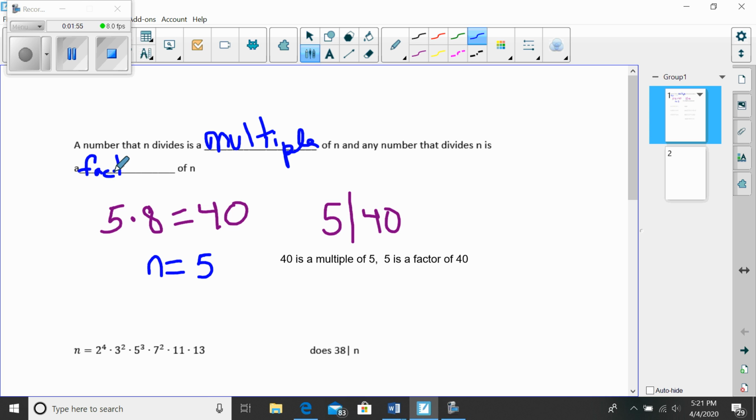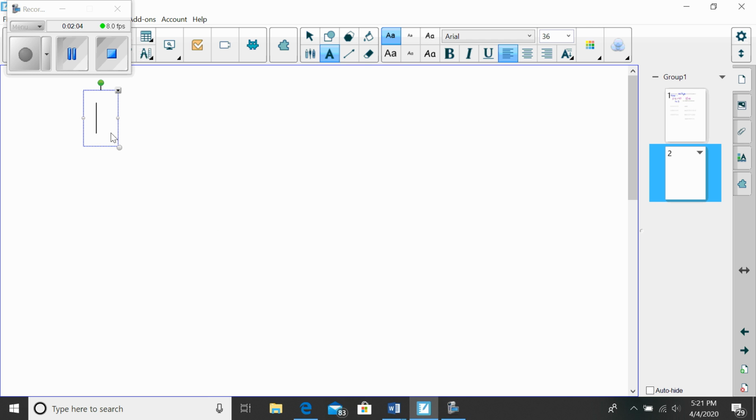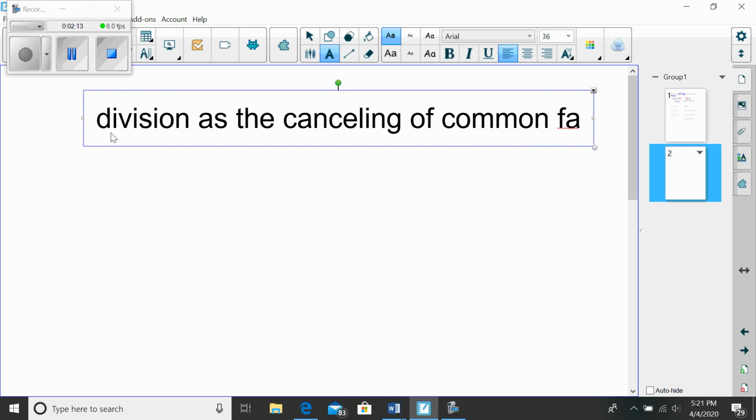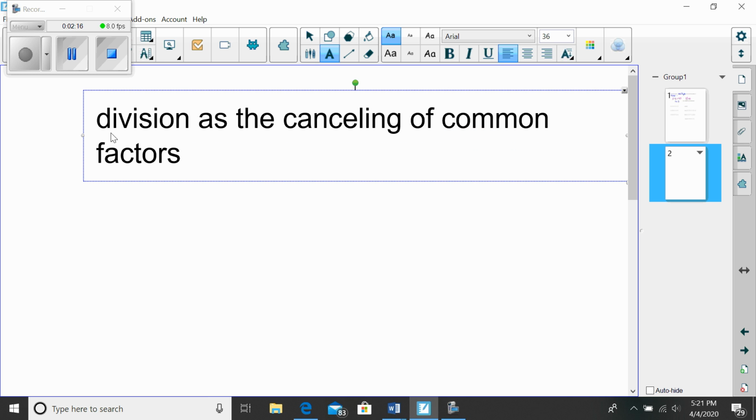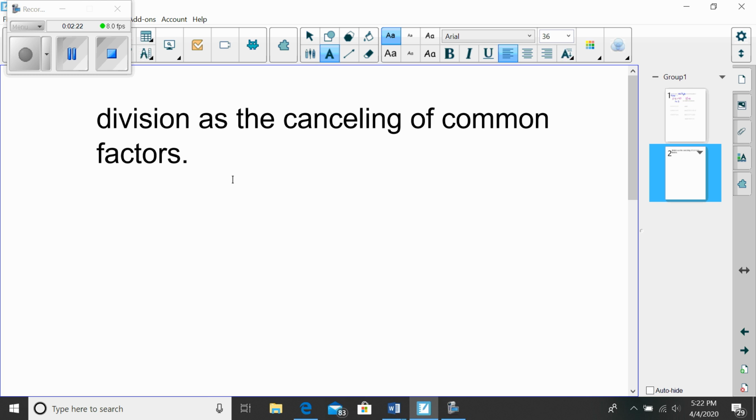Okay, so one of the things that we're going to look at here is we're going to look at division a little bit differently. All right, and we are going to look at division as the canceling of common factors. And the other day we did prime factorization. Right? We looked at finding the prime factorization of a number.